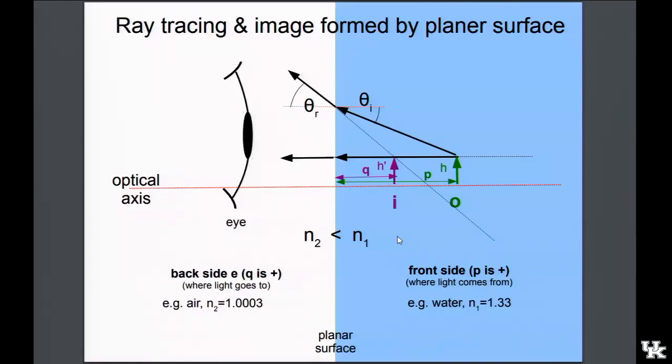This side, if the object is on this side, that would be a positive object distance. If the image were on this side, this would be a positive image distance. And so that's our convention. That's our language for positive objects: they are on the front side. Their locations are on the front side. Positive positions for the image would be on the back side.